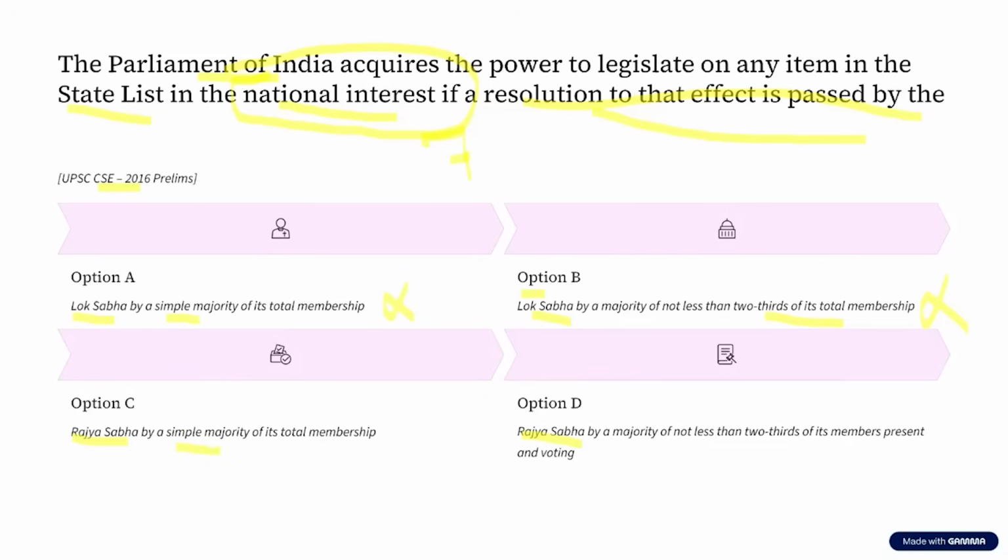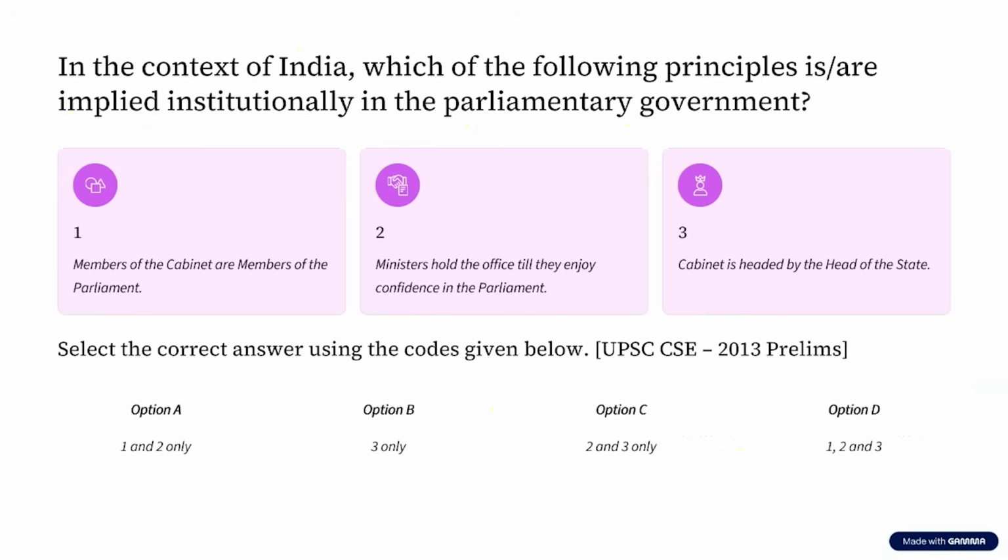What is simple majority? Majority of the total members present and voting. But we have discussed that this is something that requires not less than two-thirds of the members of Rajya Sabha present and voting. So option D is the correct answer. Clear? Now let us come to the next question.